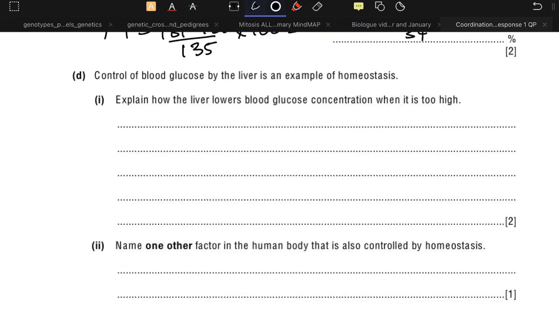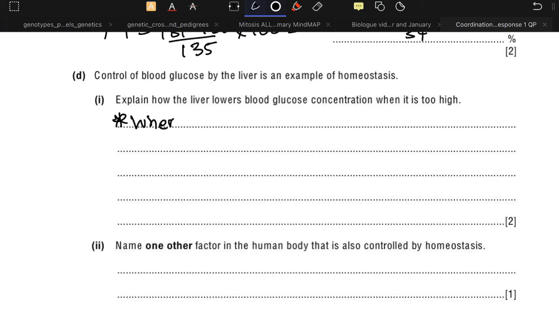Control of blood glucose by the liver is an example of homeostasis. Explain how the liver lowers blood glucose concentration when it is too high. So for this, what you need to talk about is how the blood glucose concentration is lowered, right? So what is released when the blood glucose concentration is high? When the blood glucose concentration is high, insulin is released, correct? So that it can convert the glucose into glycogen for storage. So that's the first point.